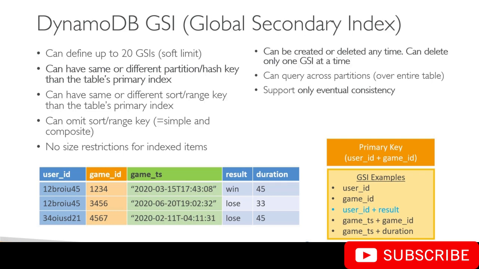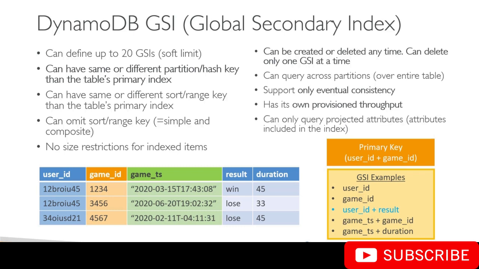Another super important thing to note is that GSIs have their own provisioned throughput. So you have to provision the throughput for global secondary indexes separately. This is true if you're using the provisioned capacity mode. Another important thing again is you can only query the projected attributes, that's the attributes that you choose to include in the index.